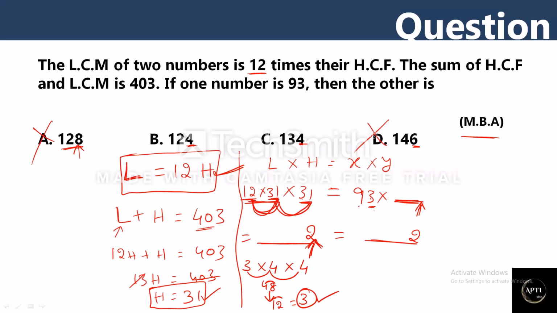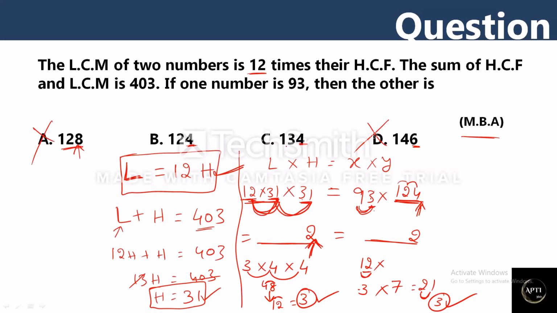Now 93. What is 9 plus 3? 12, and again 1 plus 2, so the final digital sum is 3. Let us assume option B is my answer, because either B or C can be the option. Next, 124 has digital sum 7. What is 7 times 3? 21, and 1 plus 2 is again 3. So the left hand side digital sum is 3, and the right hand side digital sum is also 3. So option B is satisfied.